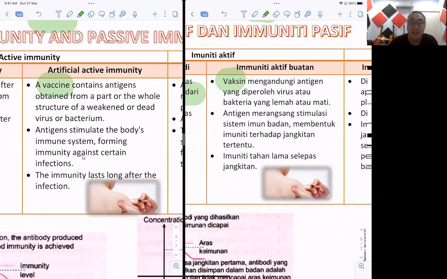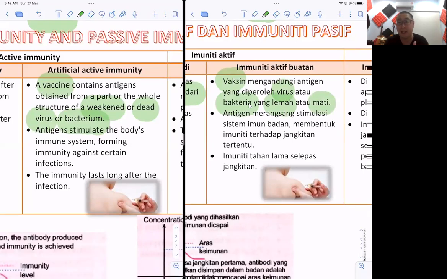All right, so a vaccine actually contains the antigen obtained from part or whole of the structure of the virus itself. Okay, so the virus or the bacteria. All right, so you can see the word here. BM is the same lah. The only difference is the spelling. All right, now it sounds alarming. Oi, COVID-19, but you inject the COVID virus into me? What's wrong with you? Well, chill, bro, chill. Look at this word. You got weakened or dead. So you can see the word here, lemah atau mati.